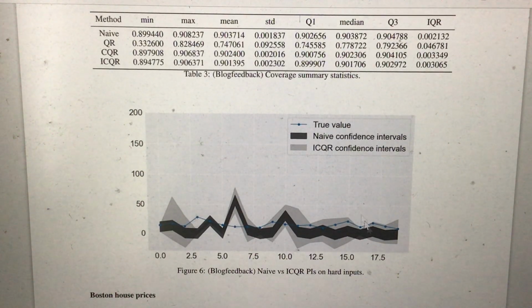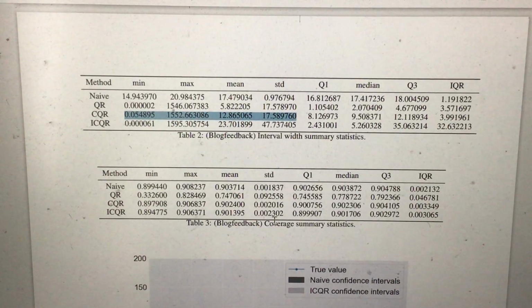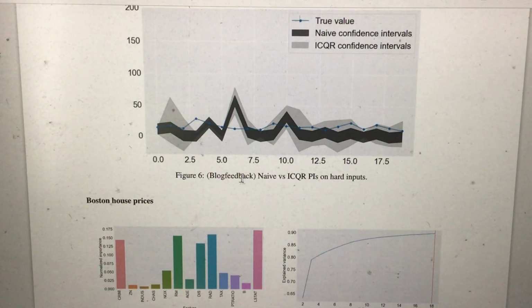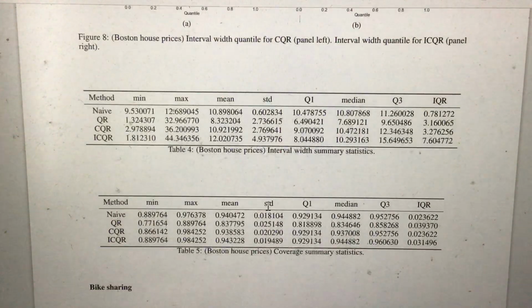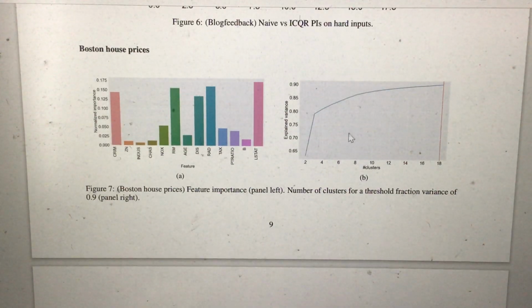So we can see this picture from the paper. This line is the true value, and this gray one is ICQR. We can see the ICQR includes more true values here. This is the first data set, and the second data set is Boston house prices. Yes, it also has similar results.